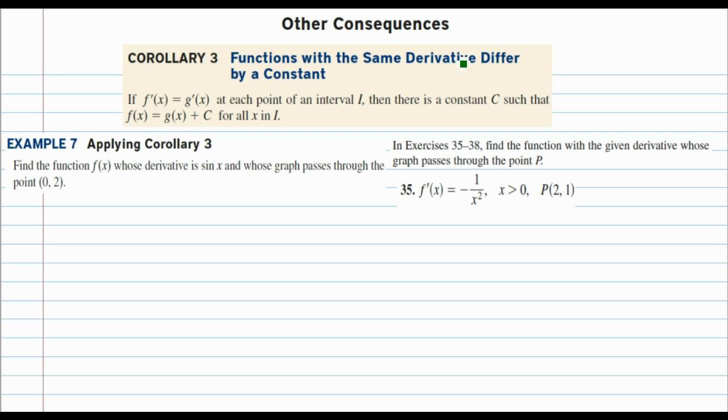Functions with the same derivative differ by a constant. In other words, if f prime equals g prime at each point of an interval I, then there is a constant c such that f of x equals g of x plus c for all x in I.